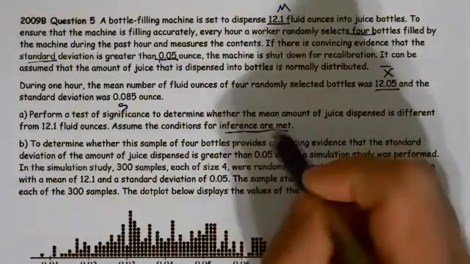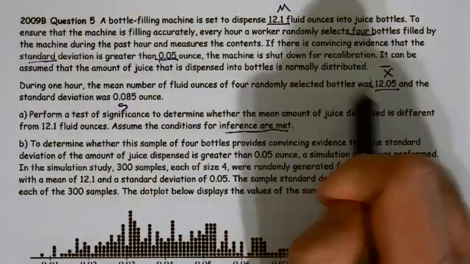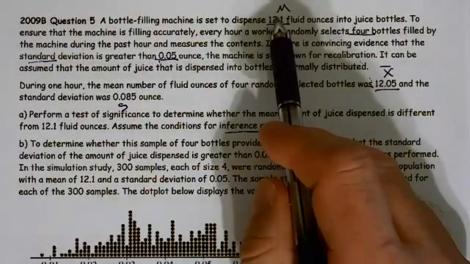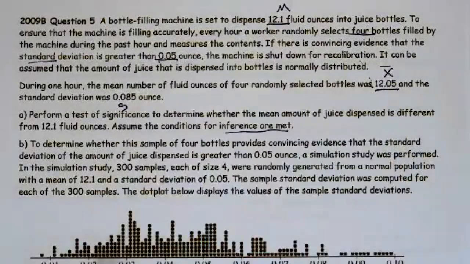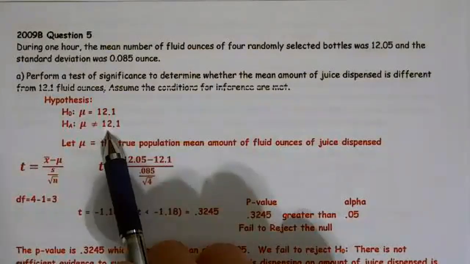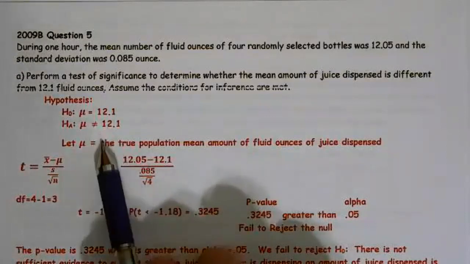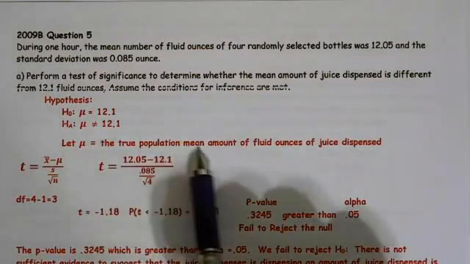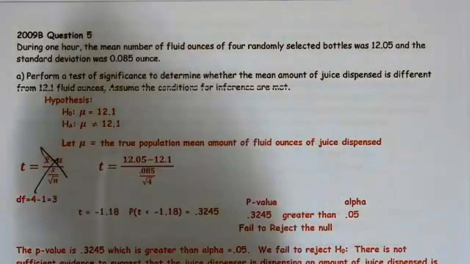That's nice of them. So I need to know whether this 12.05, this X bar, is substantially different than the 12.1. And I'll need to use my sample standard deviation, so this is essentially a one sample t-test. So my claim is that mu is 12.1. And then they want to know, is it different? So that doesn't give me a direction, so not equal to 12.1. Let mu equal true population mean amount of juice dispensed.